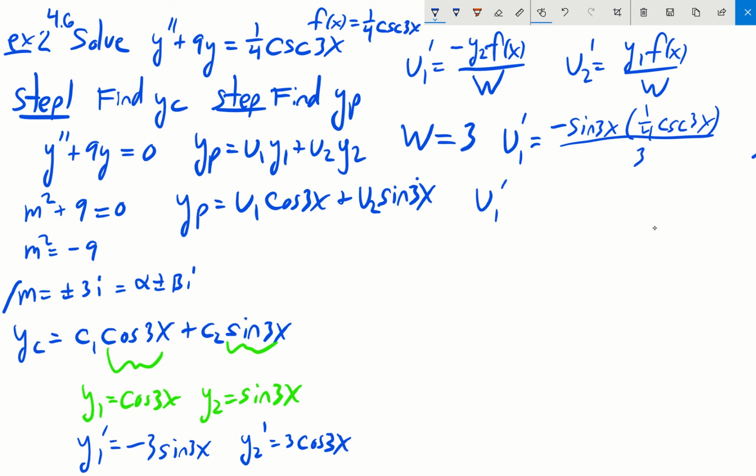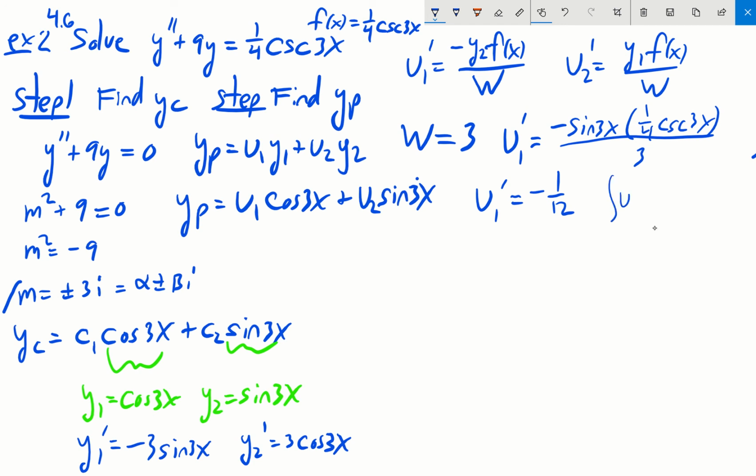Therefore, if we look at these coefficients here, we have a negative, a 1/4, and a 3. Negative 1/4 divided by 3 would give us negative 1/12. But because sine and cosecant are reciprocals, cosecant is the same thing as 1 over sine. So sine 3x times 1 over sine 3x cancels as a factor of 1. And so u1 prime is simply equal to negative 1/12.